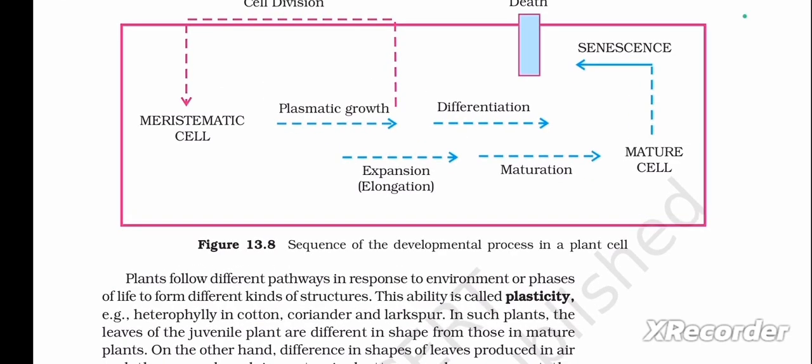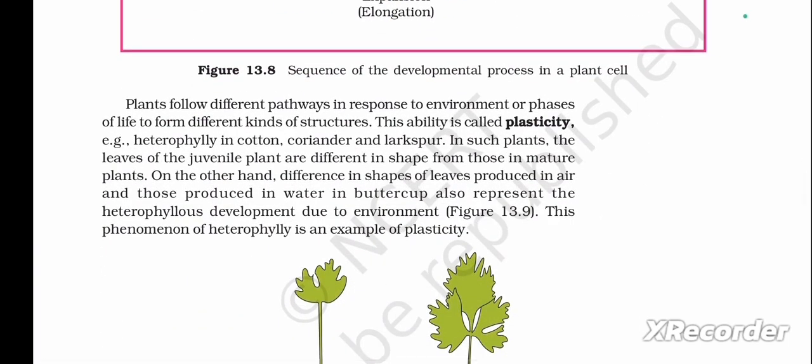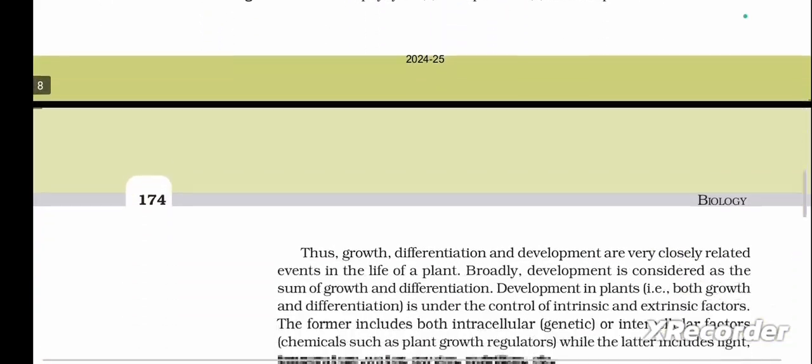Plants follow different pathways in response to environment or phases of life to form different kinds of structures. This ability is called plasticity. Example, heterophyly in cotton, coriander and larkspur. In such plants, the leaves of the juvenile plant are different in shape from those in mature plants. On the other hand, difference in shapes of leaves produced in air and those produced in water in buttercup also represent the heterophilous development due to environment, in figure 13.9. This phenomenon of heterophily is an example of plasticity.